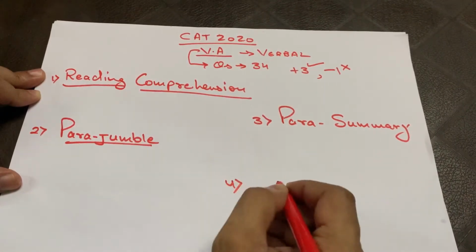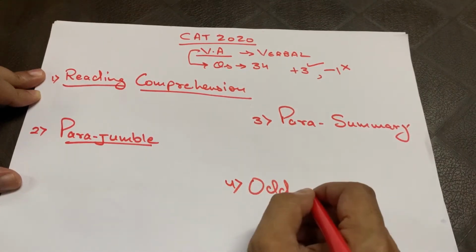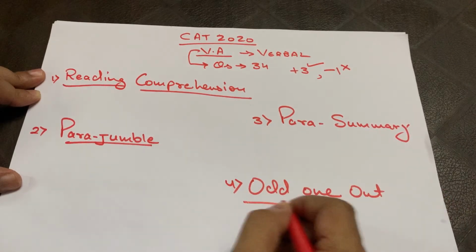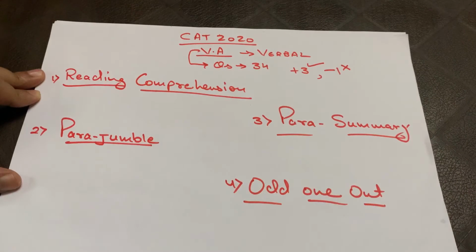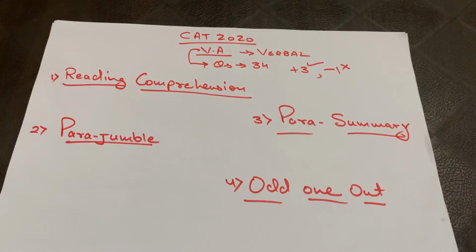And then the fourth type of question is odd one out. Some people call it odd man out. God bless them. Now, what is odd one out? 4 to 5 lines are given, and you have to find the sentence that is not part of those 4 or 5 lines. That sentence is your answer. It is a distant relative of parajumble, but not parajumble. In parajumble, you have to align the sentences into a logical sequence, but in odd one out, you have to find the sentence that is not part of the paragraph.